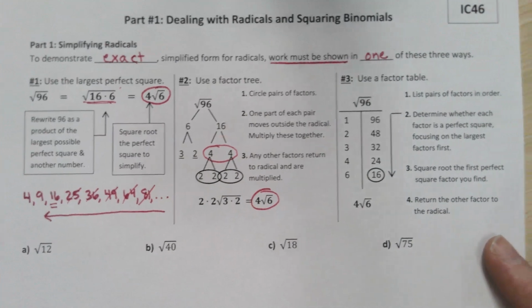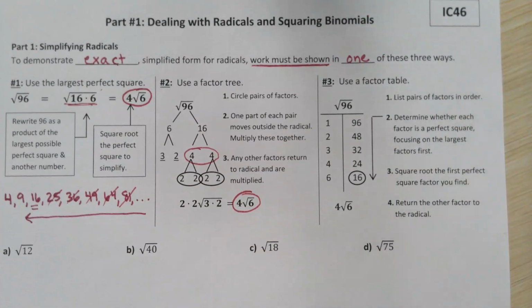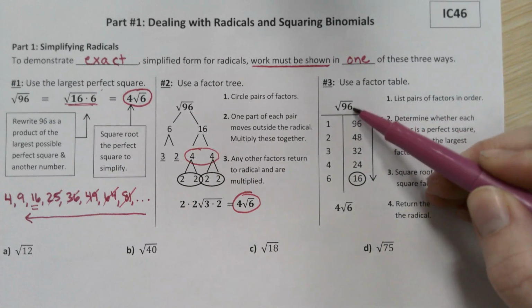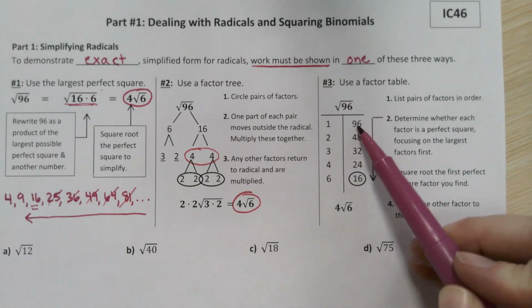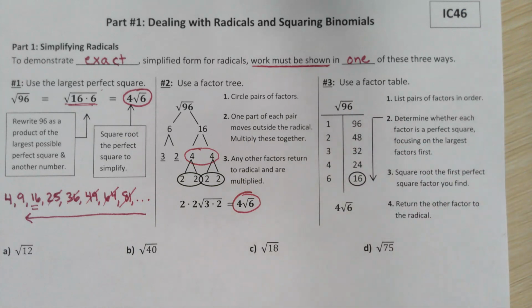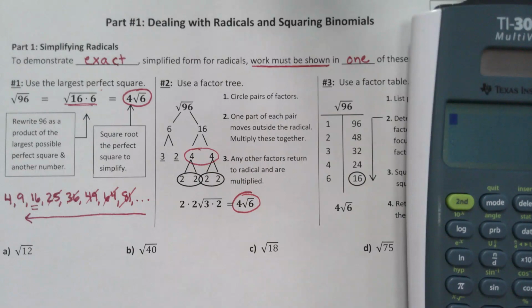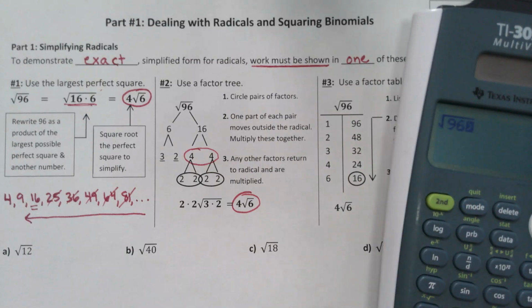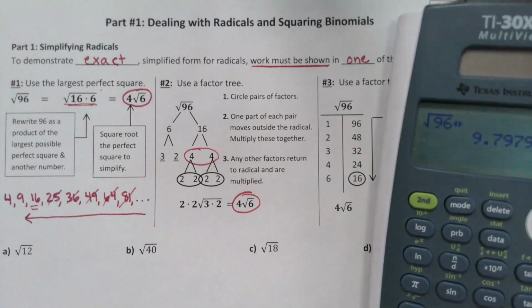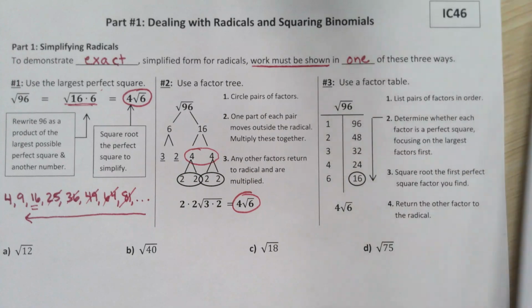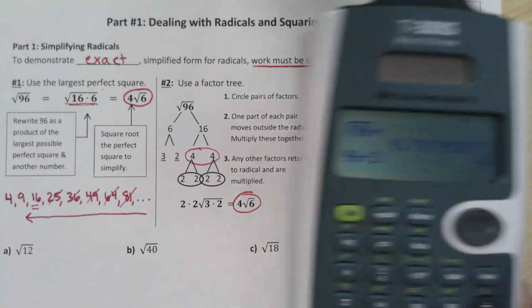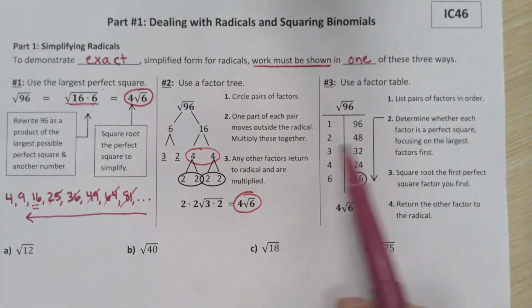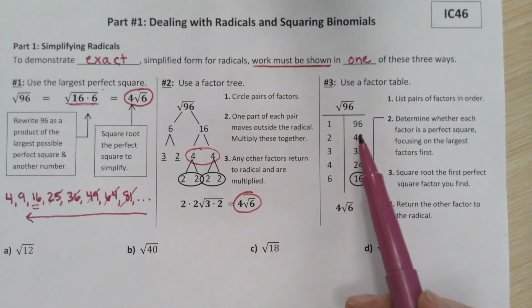All right, option number 3 is to use what we call a factor table. So root 96, or 96 itself, can be broken up as 1 times 96. We test to see if this is a perfect square. The way we can do that is by using our root. So that is not a perfect square because it gives us a decimal. So the next thing we do is we find the next pair of factors. 96 divided by 2 is 48. So 2 and 48. Test this by square rooting it. Gives you a decimal, so that's not a perfect square.